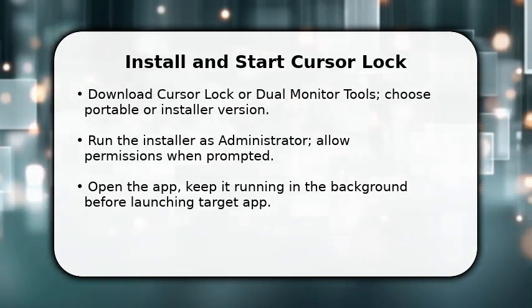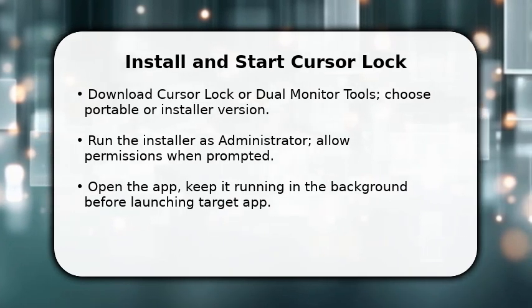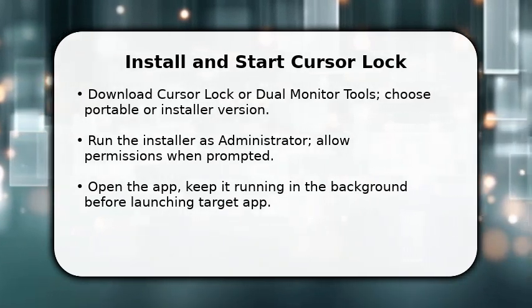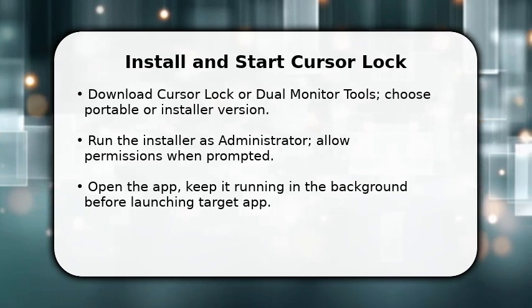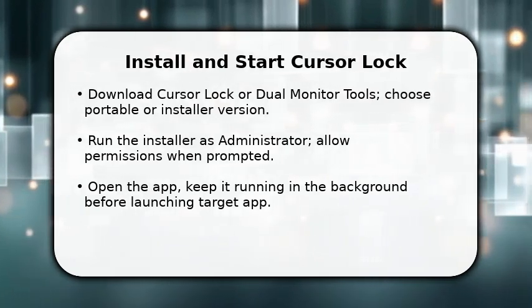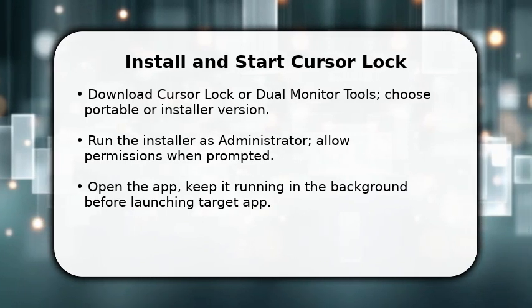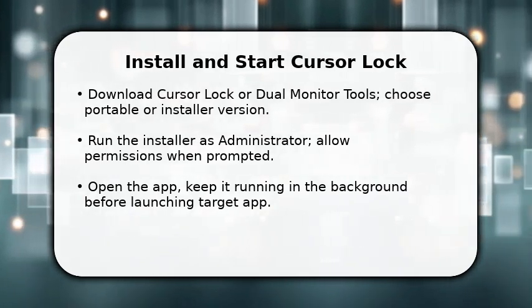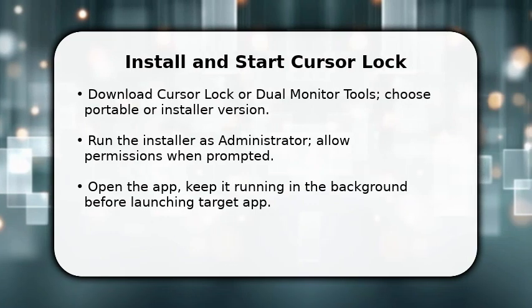Make sure your target program is closed while you set parameters, because Cursor Lock wraps the executable. Once done, keep the utility running in the background so it can intercept mouse movement when you later start the application. You now configure the actual lock.